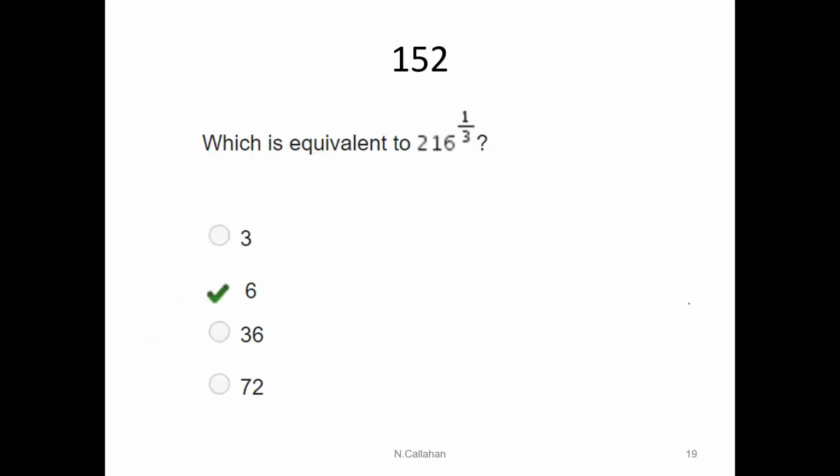All right, number 152. What is equivalent to that? So I just showed you guys how to do this, right? In your calculator, put 216 caret 1 divided by 3. Enter. What do you guys get? If you answer it correctly, you should get a 6.